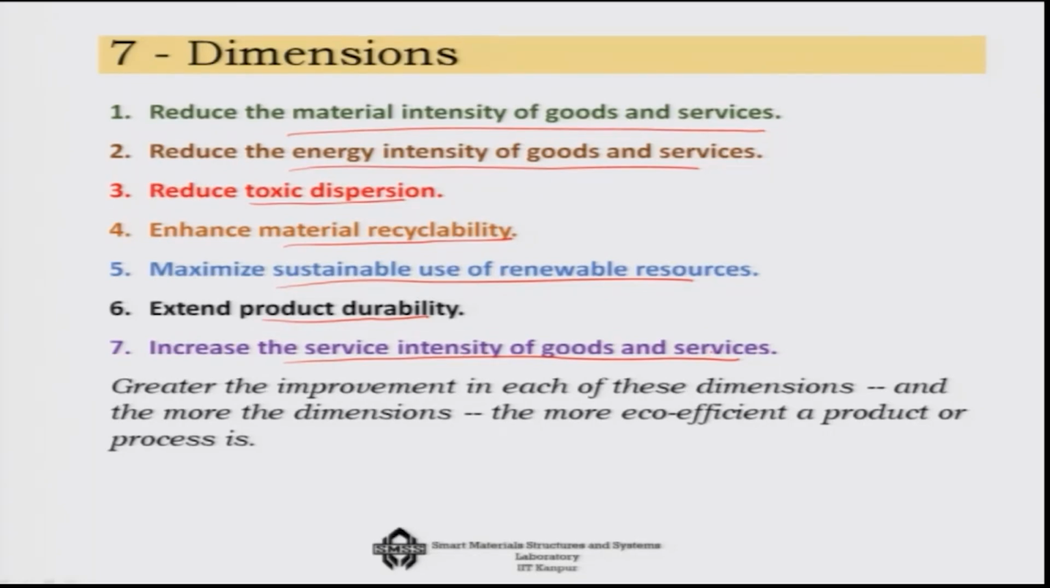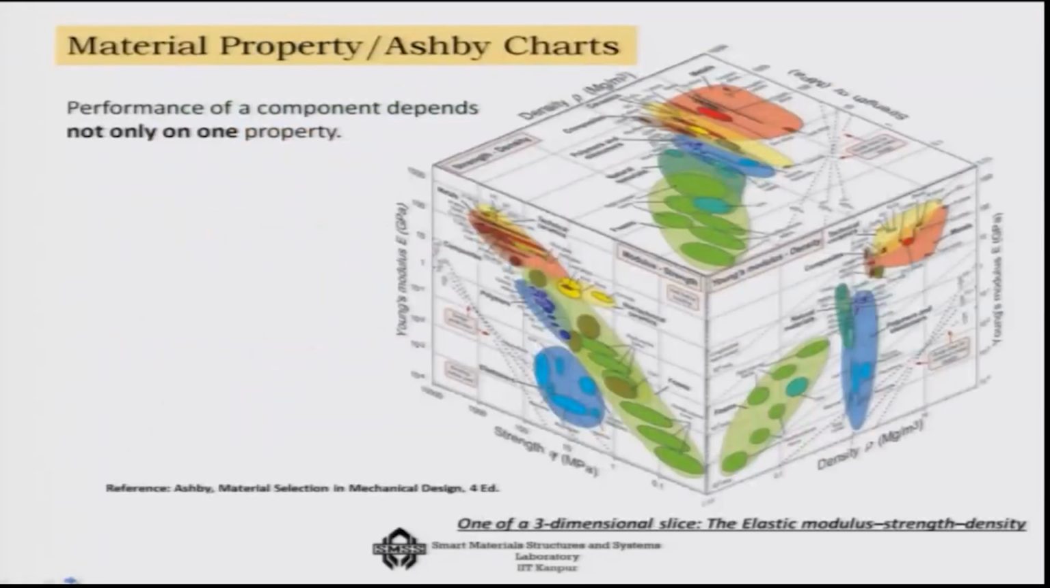So, the greater the improvement in each or any of these dimensions, it is considered that your system is more eco-efficient in terms of product design. That means you are not only thinking of the material to serve the particular function, but also thinking about the outcome of the use of that material to the environment around us. So, that is what forces us to look into these 7 dimensions.